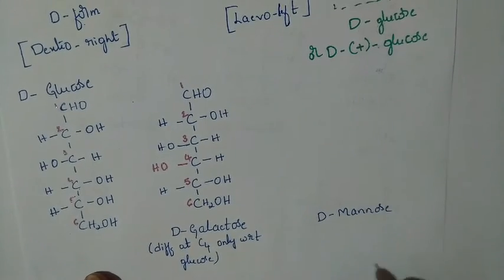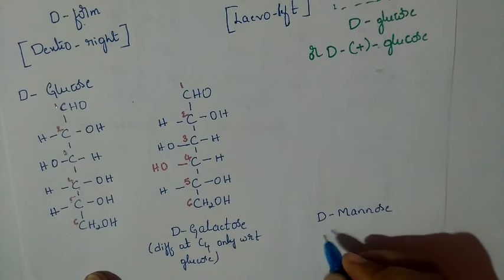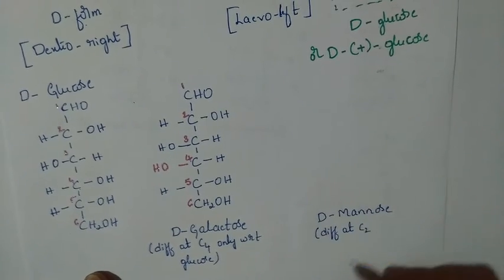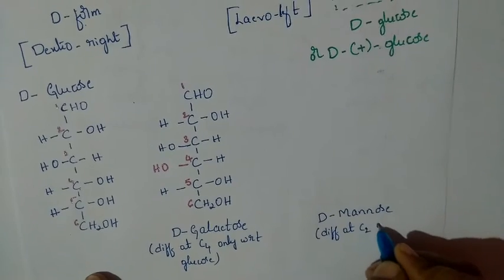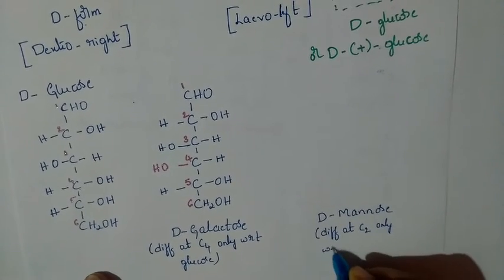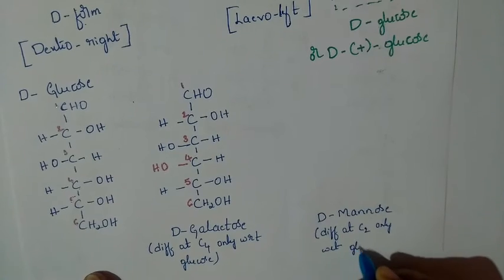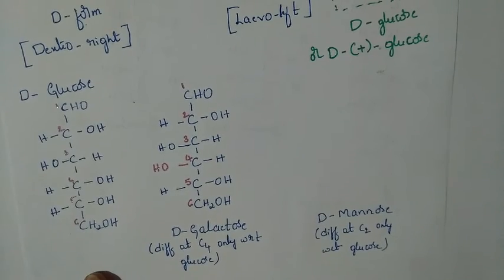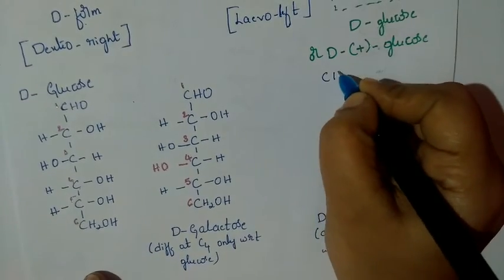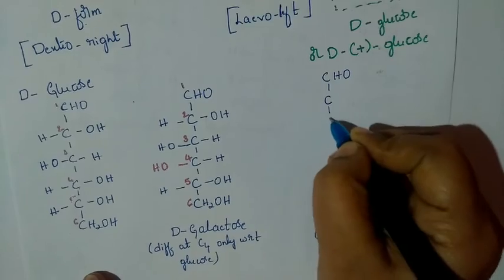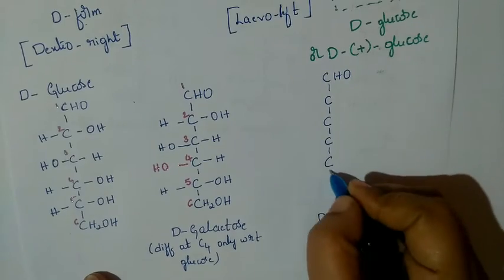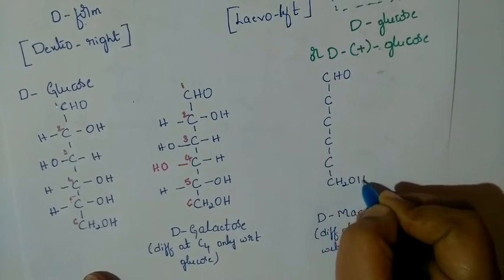D-mannose. So in case of D-mannose, it is different at C2, the second carbon, only with respect to glucose. With respect to glucose, only at the second carbon there is a difference. We shall write the compound now. The structure is CHO, C, C, C, this is 5 and this is the sixth one, CHOH.